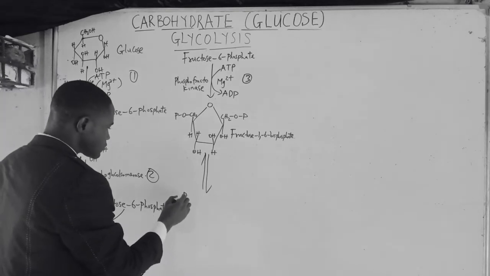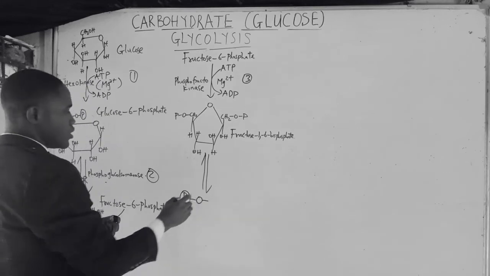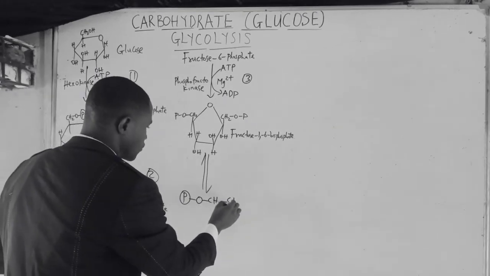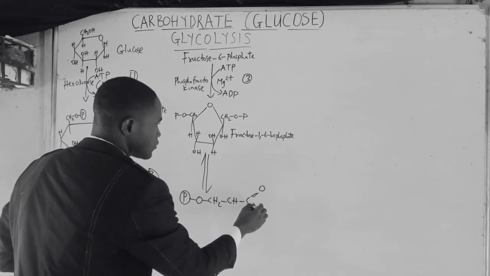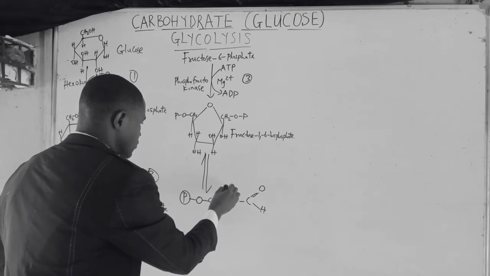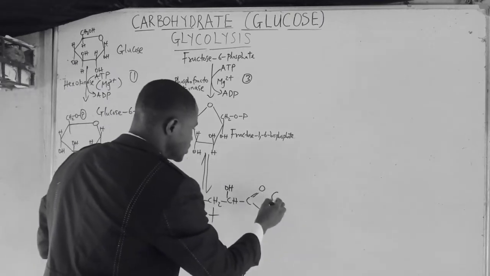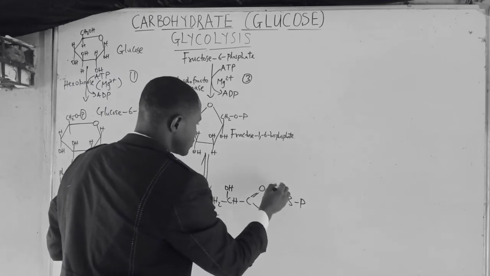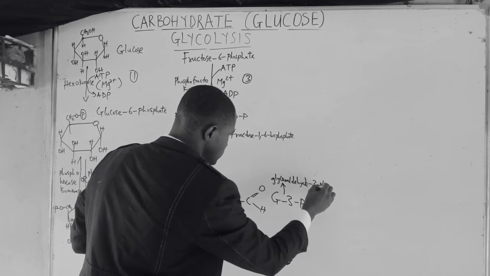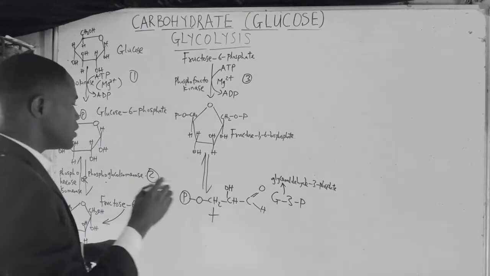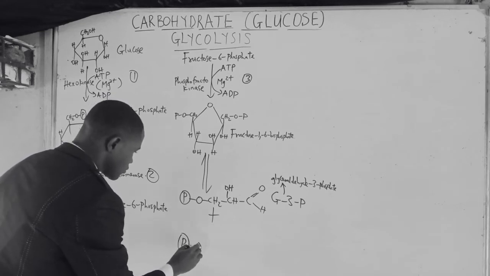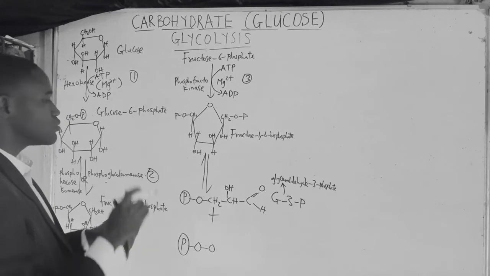This one is for glyceraldehyde 3-phosphate. This is glyceraldehyde 3-phosphate, G3P. Then, plus, it also gives us another compound called dihydroxyacetone phosphate.